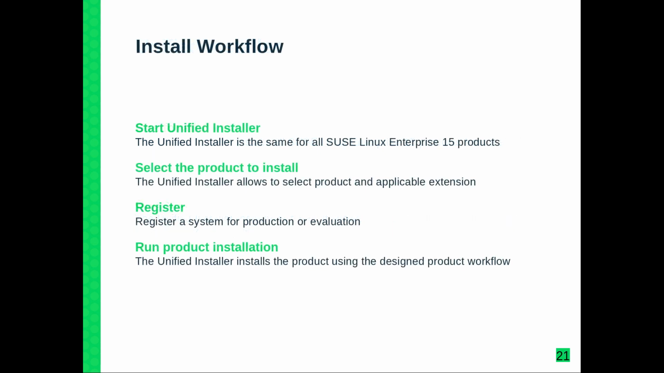There's a workflow that goes with this. We start the installer, we select the product that we're going to install. As an example, are we doing high-performance computing or are we doing just SUSE Linux Enterprise Server? We would register the product or select that we're going to evaluate, or not really going to register it right now. We can register later. And then we run our product installation, selecting, based on our use case, the modules or extensions in order to get our deployment the way we need it.